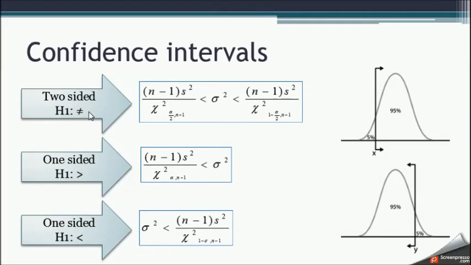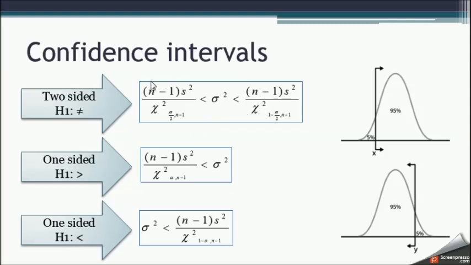So this is in the case of a two-sided test. We have the sigma square confidence interval between two values. This is the lower limit and this is the upper limit. In case you have a one-sided test, we have larger than in the alternative hypothesis or less than in the alternative hypothesis, we can also compute the confidence interval.